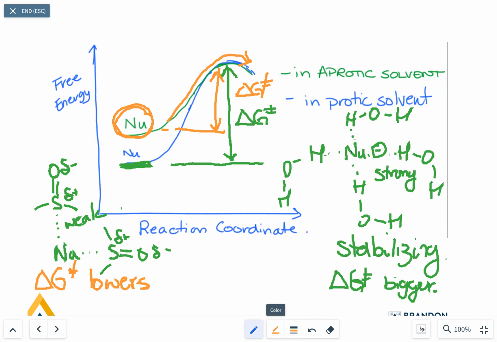Whereas with water, this would be a strong interaction. So the nucleophiles in an aprotic solvent are higher on this energy diagram, whereas in a protic solvent, they're going to be lower. So it's all about the activation energy. So with aprotic solvents, the nucleophile is going to start up higher. So this is for SN2.